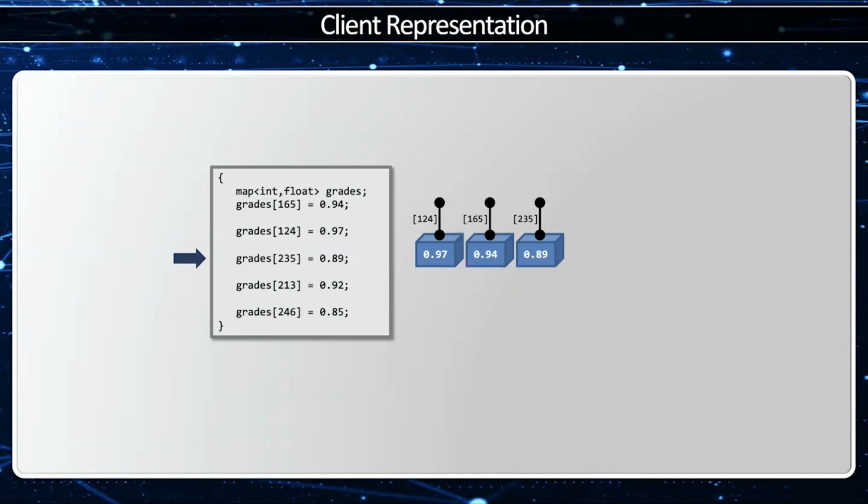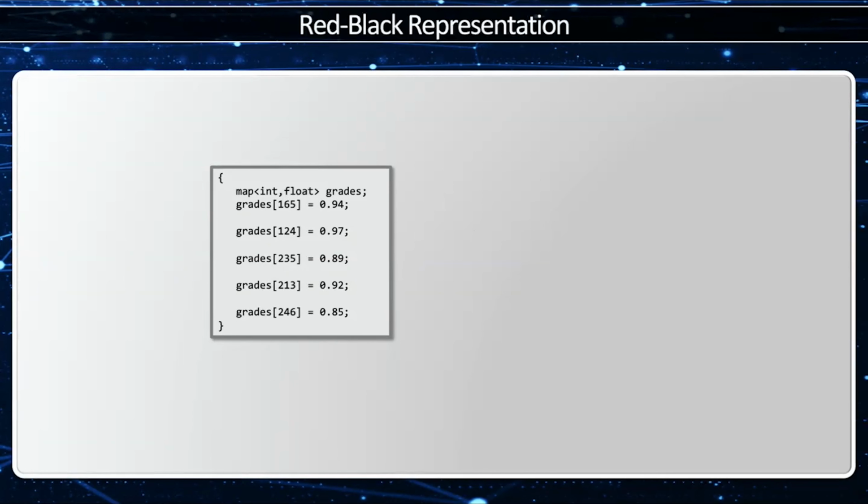We sort by keys, not by values. And the values are along for the ride, 0.89 in this case. When I add 213, 213 sorts before 235 and after 165. So I've got to move it over. And then, of course, 246 goes on at the end. Now, the question is, how do we implement a map in such a way that I don't have to scoot things over and do too much work? Well, the answer is we're going to use a red-black balanced binary search tree.